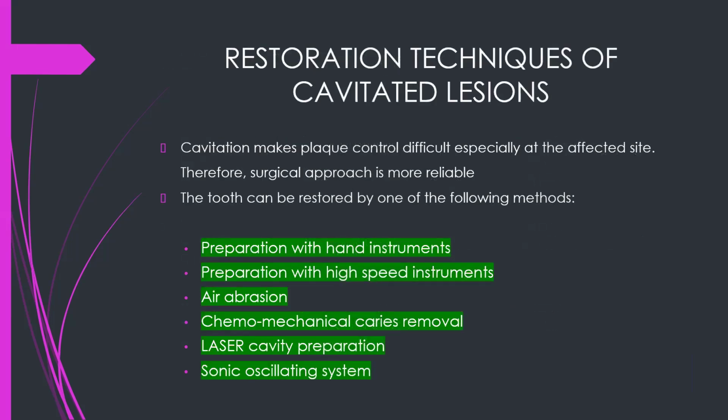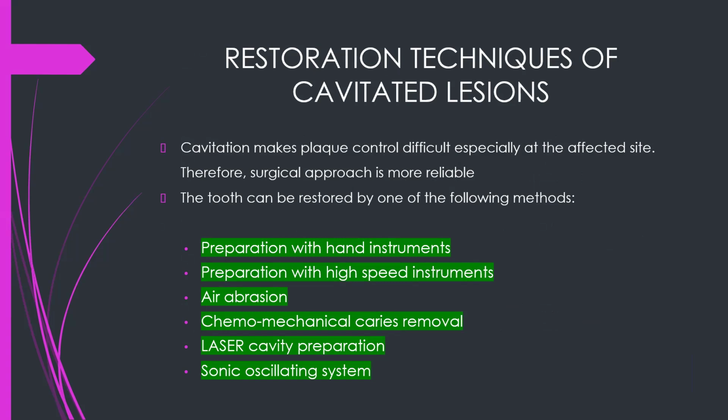Now, we have discussed remineralizing agents. Now, we are coming to the next step, that is restoration techniques of cavitated lesions. So first, we try to assess the caries risk. Then, if we had some demineralized enamel or incipient lesions which could be remineralized, we have discussed those. Now we come to restoration techniques of cavitated lesions.